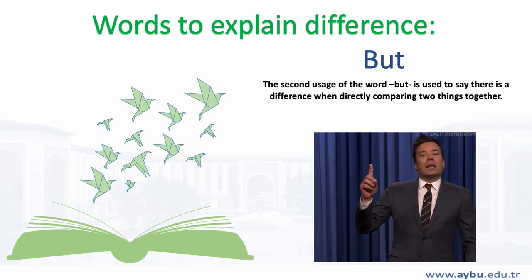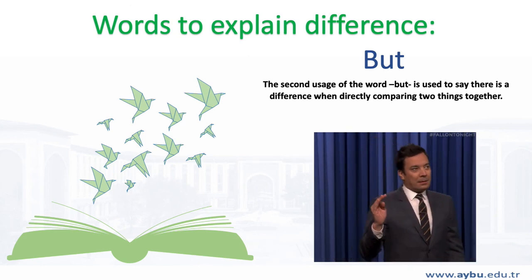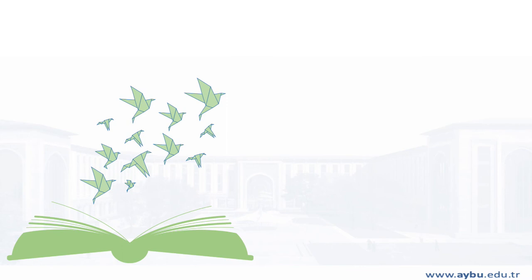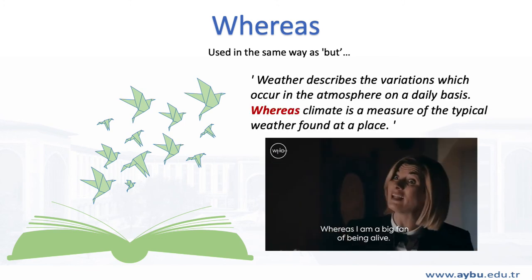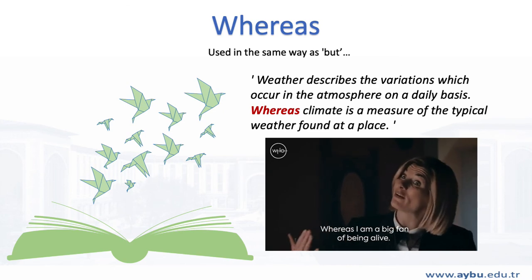Now, let's look at the first one, whereas. It is used in the same way as but, like in the example. Weather describes the variations which occur in the atmosphere on a daily basis, whereas climate is a measure of a typical weather found at a place.